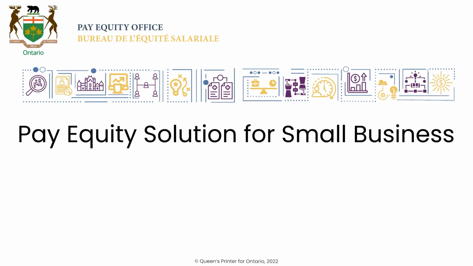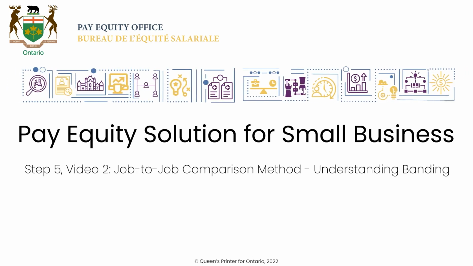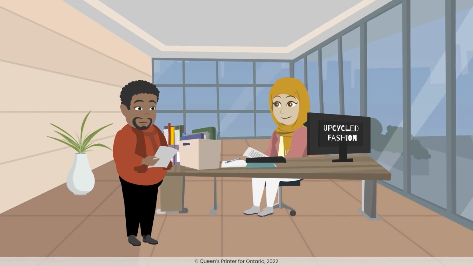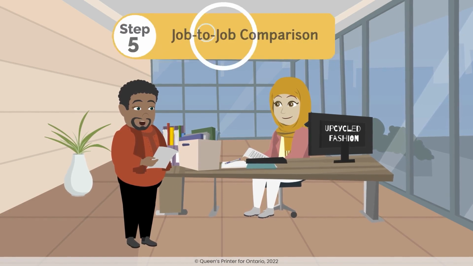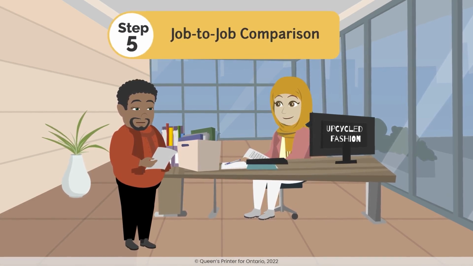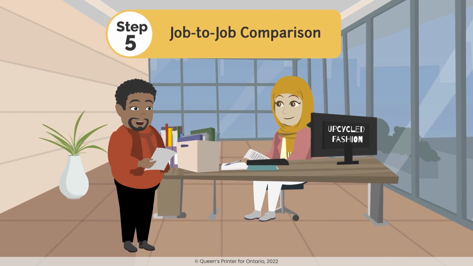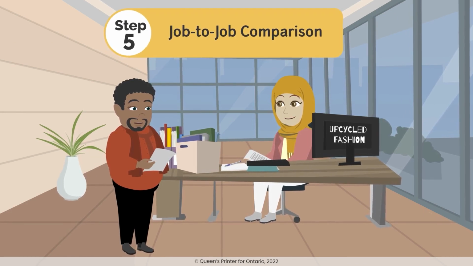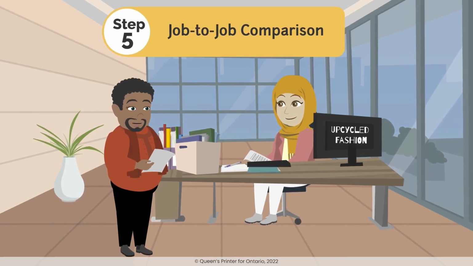In this video, we will explain the job-to-job comparison method in more detail, including a demonstration of how banding works. Okay, so we've decided to start with the job-to-job comparison method. It says here we will be using banding to select our male comparators. What does banding mean and how do we do that?